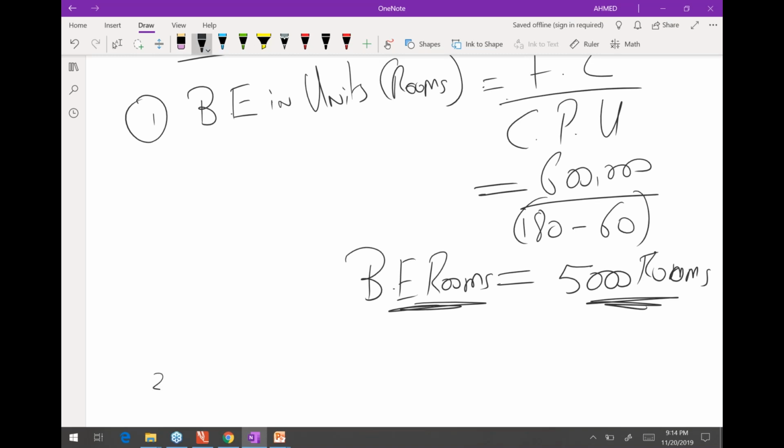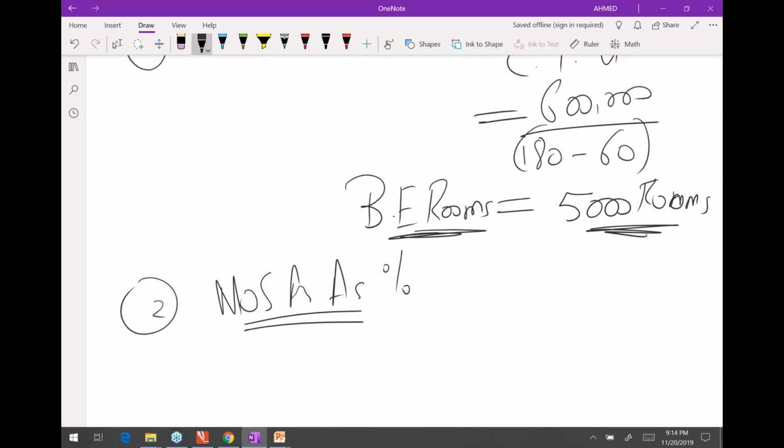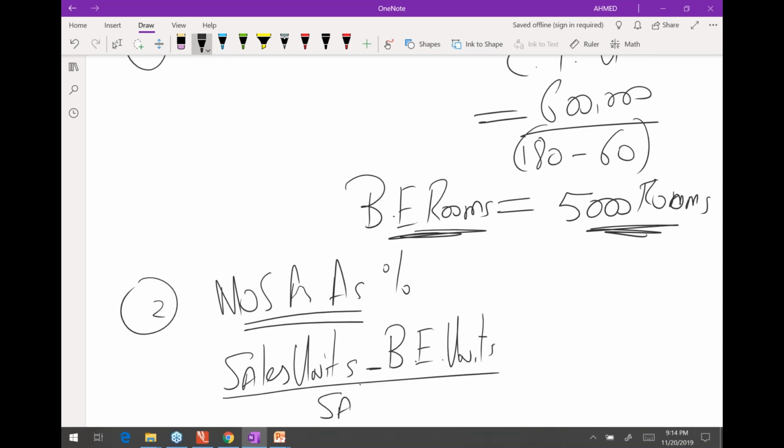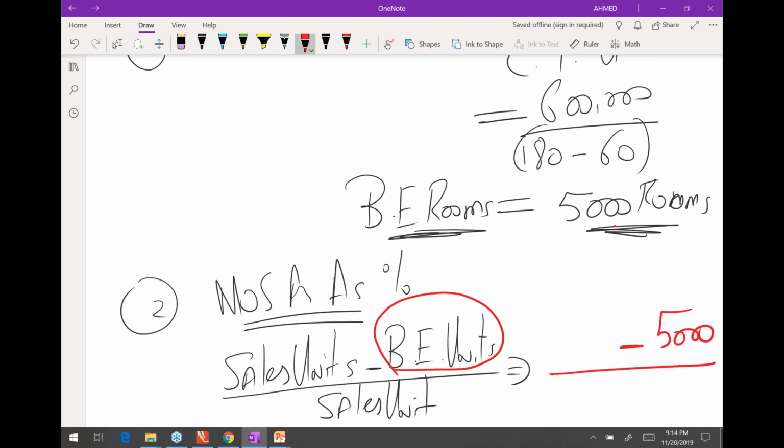Then what I need is margin of safety as a percentage. So how will I work it out? It's very simple. Formula is sales units minus break even units divided by sales units, because it requires a percentage. So let's do the working. How much is the break even units? That I know is 5,000. How much is sales units? That I need to work out.